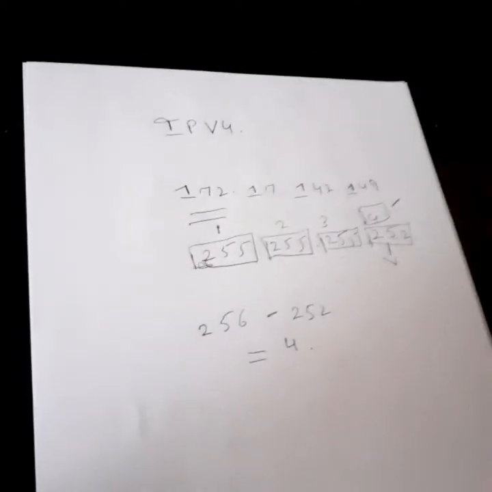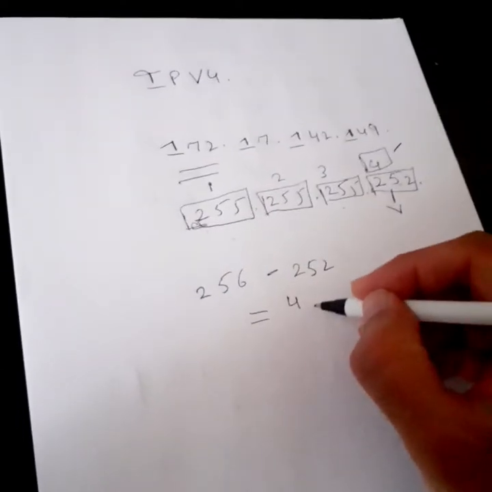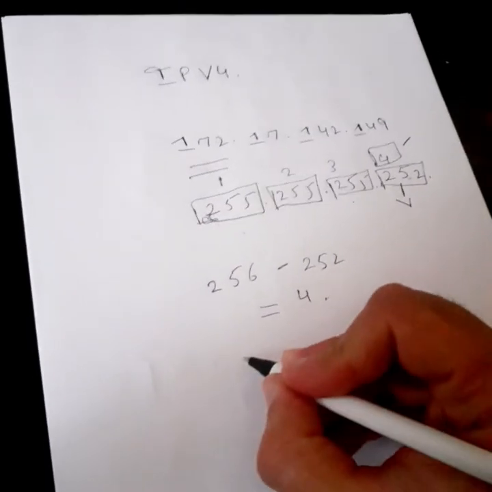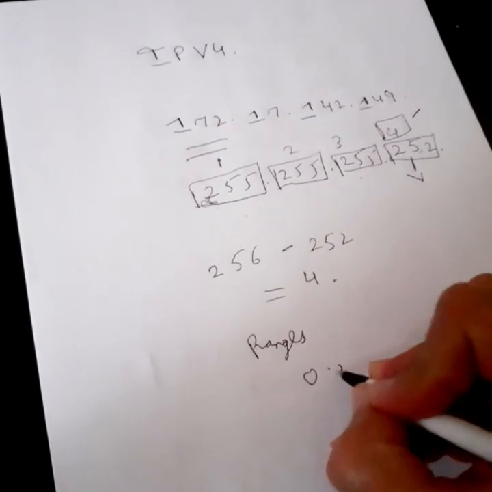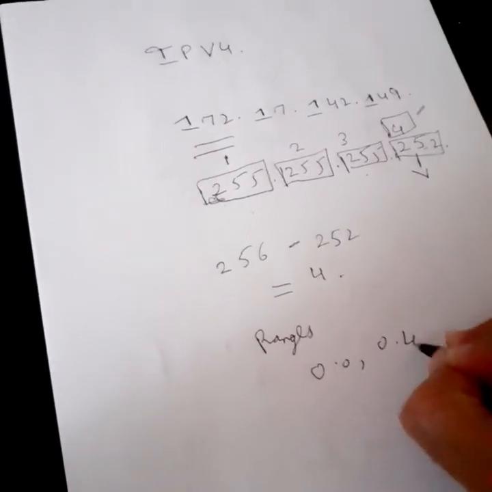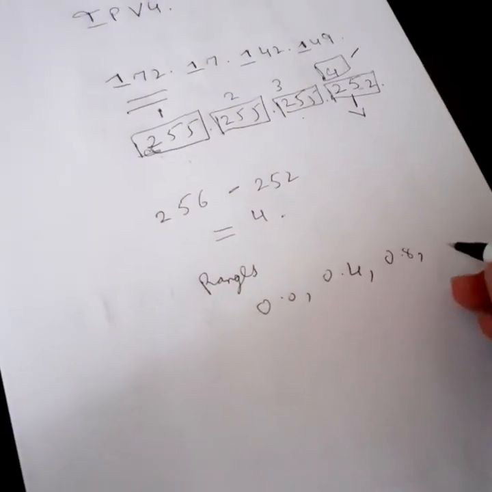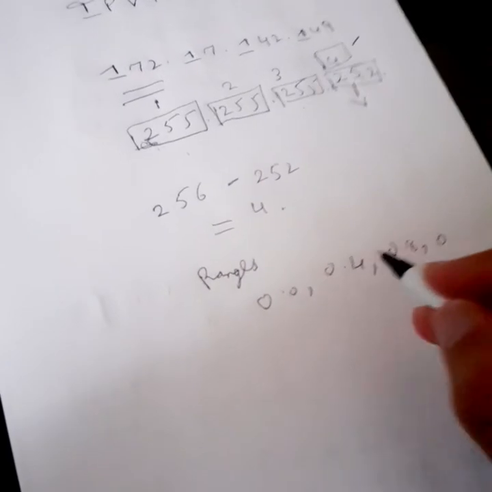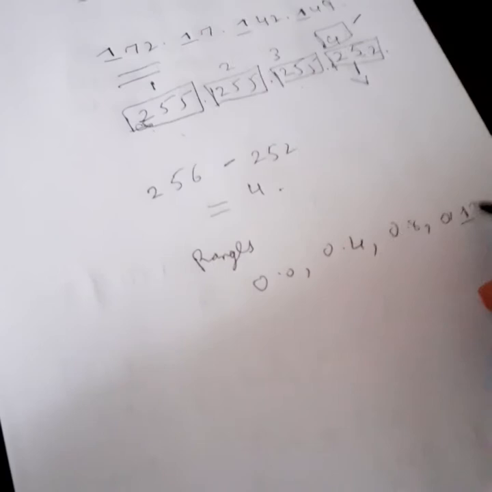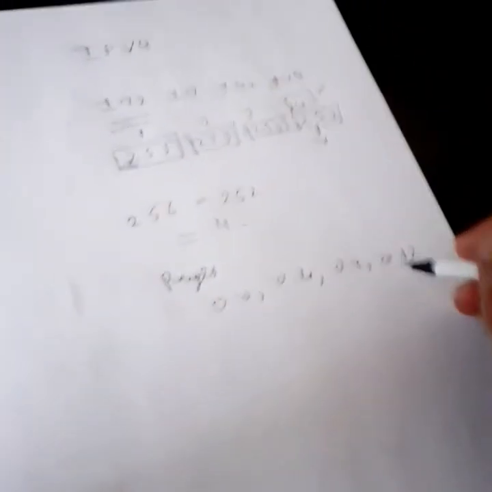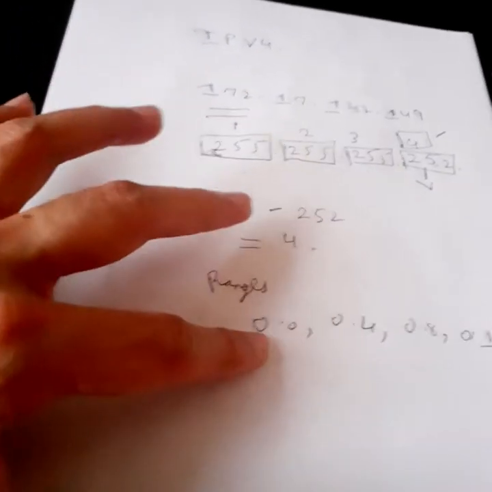So 4 is here. Now, this is closer for us to find out our ranges. The ranges that we get here are 0.0, 0.4, 0.8, and so we carry on and on. If you see, the difference is 0, 4, 8, 12, literally the timetable of 4. So we carry on adding 4, and these are our ranges.